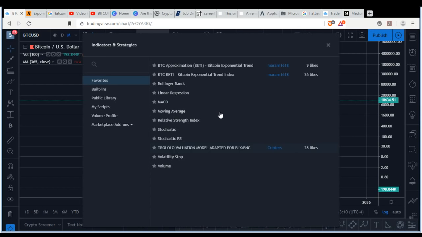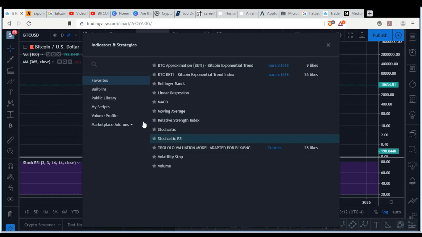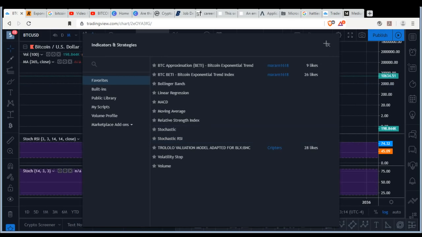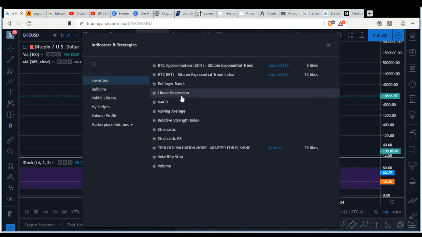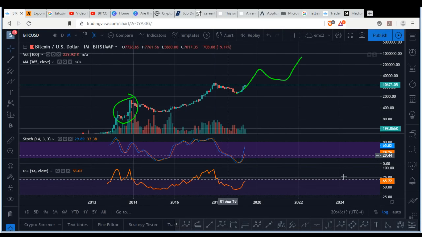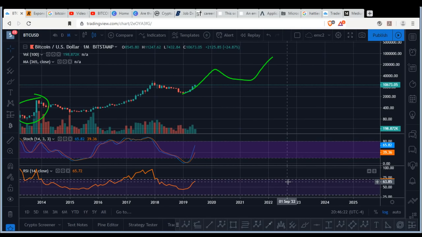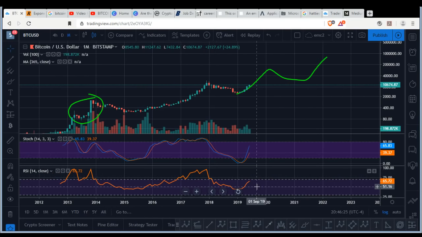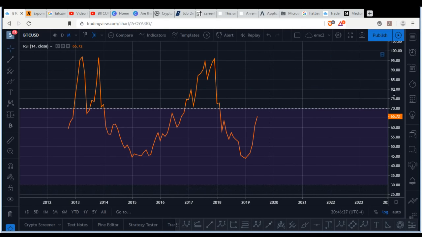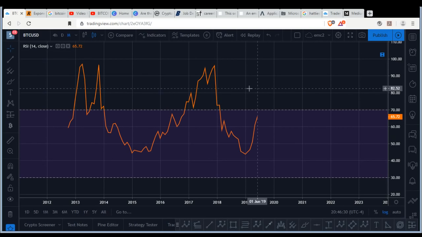So you take a look at your stochastic, and then stock RSI, right? Okay, now we finally got it. So when you take a look at the RSI, the monthly RSI has never been traded on top of this area for more than a couple months, like 5 to 10 months, something like that.